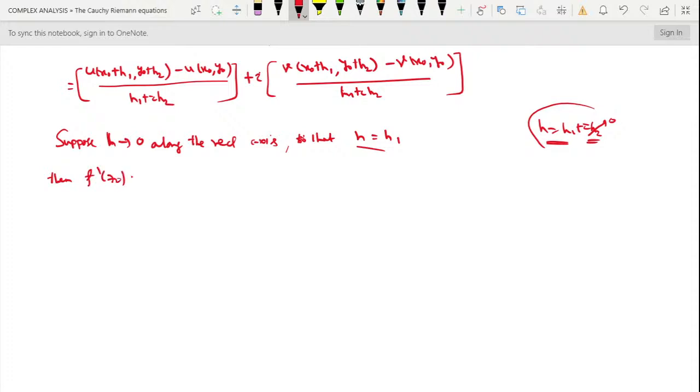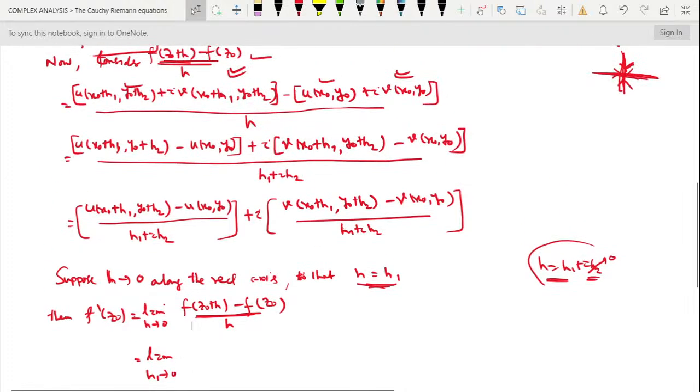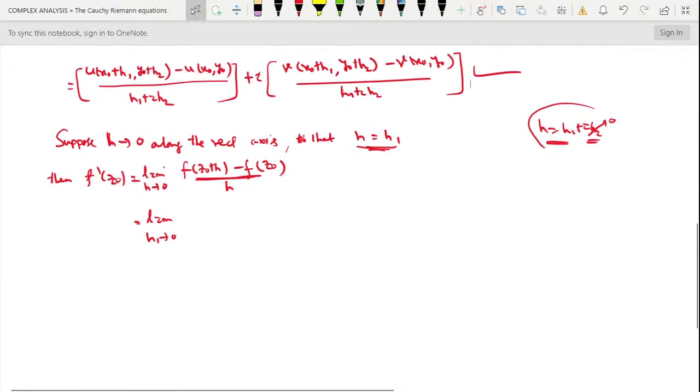Then what will be f dash z naught? f dash z naught is the limit as h goes to 0 of f of z0 plus h minus f of z0 divided by h. In place of h, this is h1, so the limit as h1 goes to 0 of f of z0 plus h minus f of z0 divided by h. I just simplified this, so you just write this thing.